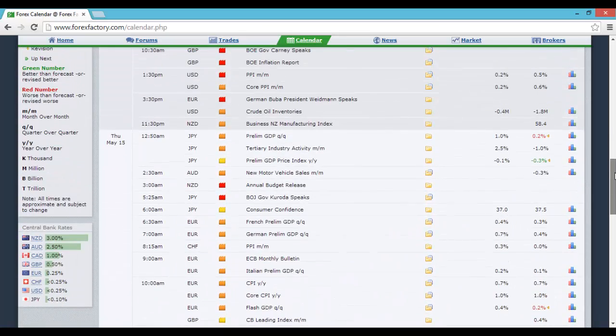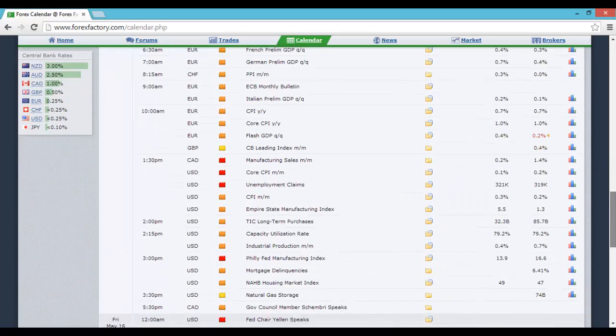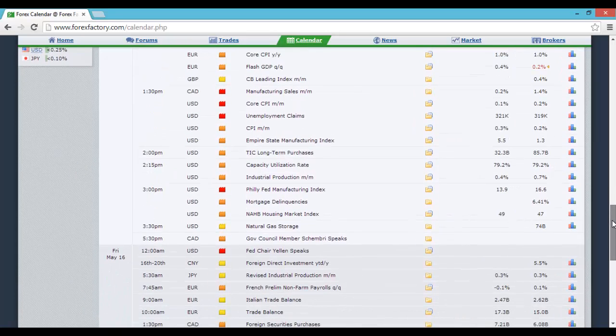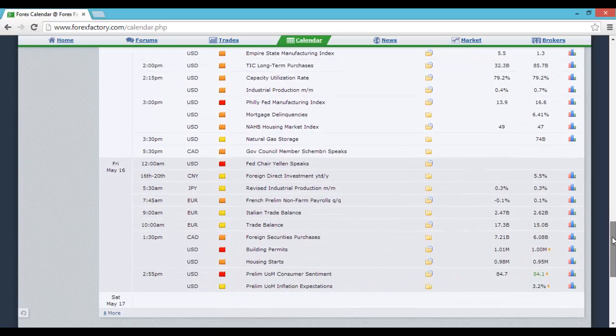And then tomorrow, overnight, we've got from New Zealand the annual budget release. We've got the Bank of Japan Governor Kuroda speaking. In terms of just high impact stuff, at 1:30 you've got weekly jobless claims from the US with CPI and Canadian manufacturing numbers there month on month. Then at 3 o'clock we have Philly Fed Manufacturing Index, and then on Friday we have Fed Chair Yellen speaking, and then at 1:30 we have US building permits, and to finish off the week, 2:55 we've got preliminary University of Michigan consumer sentiment data.